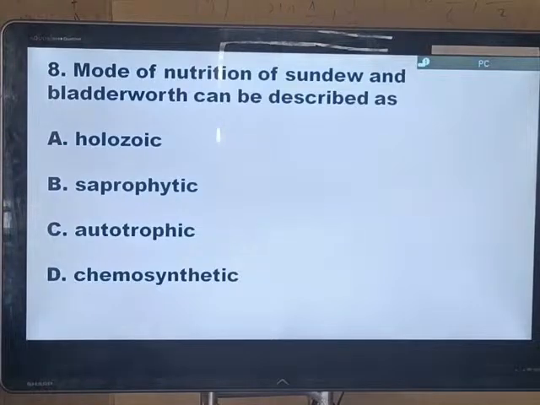So the mode of nutrition in sundew and bladderwort is simply autotrophic in nature because they possess chlorophyll and they can manufacture their own food. The only reason for trapping this insect is so that they can absorb the nitrogen from them and use it along with the sunlight, chlorophyll, and water to manufacture their own food. So sundew is an insectivorous plant, bladderwort is an insectivorous plant, and they have chlorophyll and they can photosynthesize. So they are autotrophic in nature.